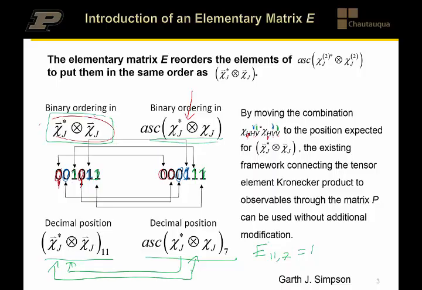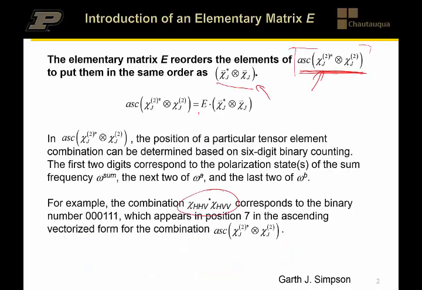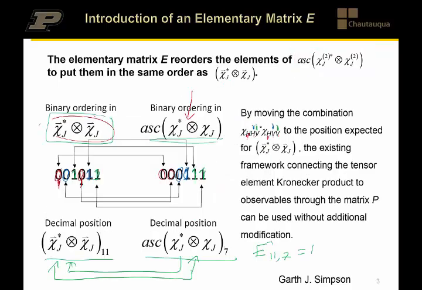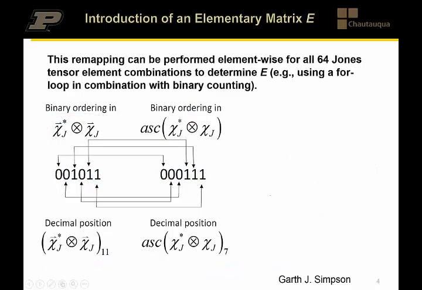Actually, I take it back. This would be E inverse, because as it's used in this equation, we're converting this combination into the ascending vectorized form of the Kronecker product. So in fact, E would do the opposite. It would take what starts out in this form and turn it into that form. So that would actually be E7,11 equals 1. And we'll just forget I wrote that. I didn't write that. You didn't see me write that. All right. So that's how we're going to be doing the remapping throughout all of it.